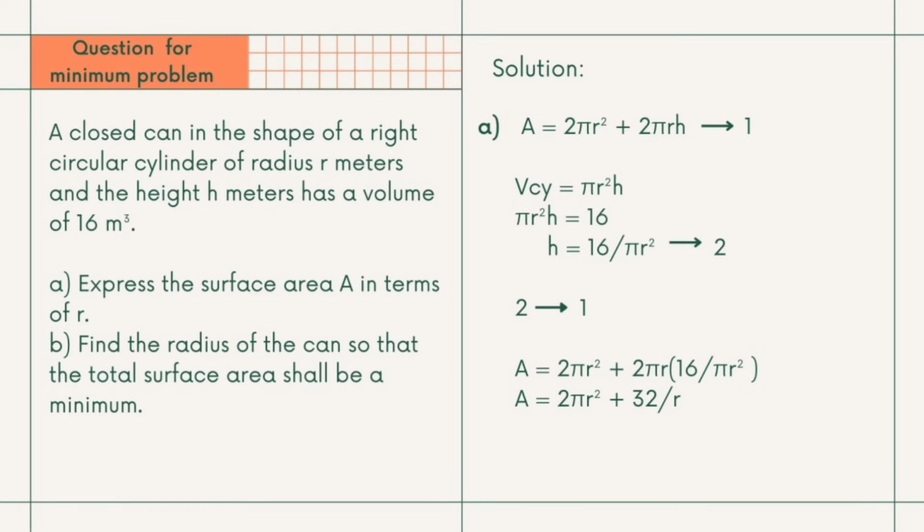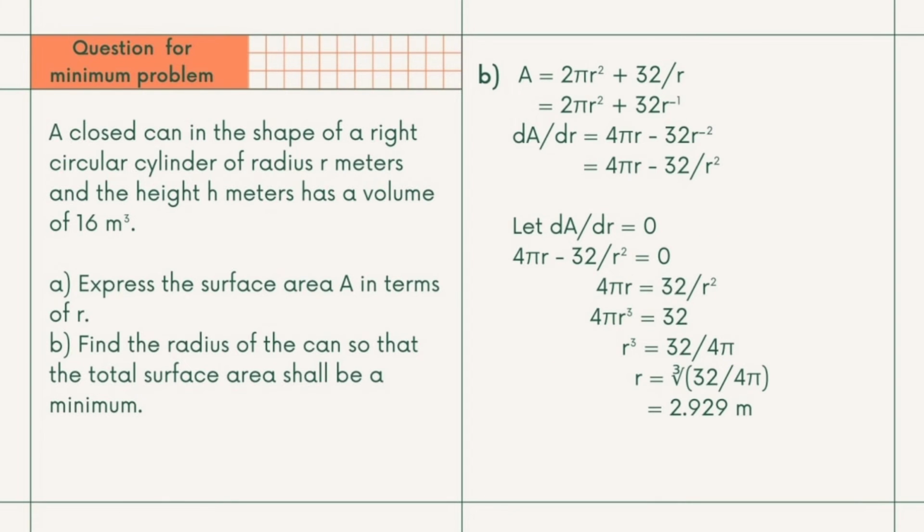Next, put equation 2 into equation 1. So it will be 2 pi r square plus 2 pi r in the bracket 16 over pi r square. Expand and the final answer for A will be 2 pi r square plus 32 over r. Next, for question B, find the radius of the can so that the total surface area shall be a minimum.